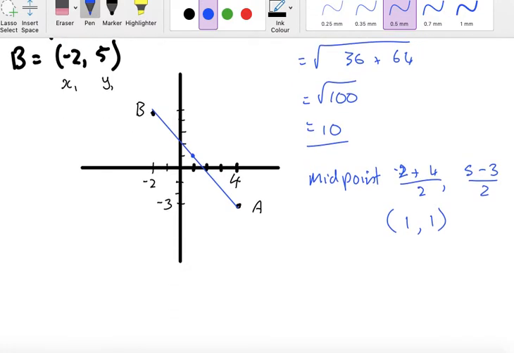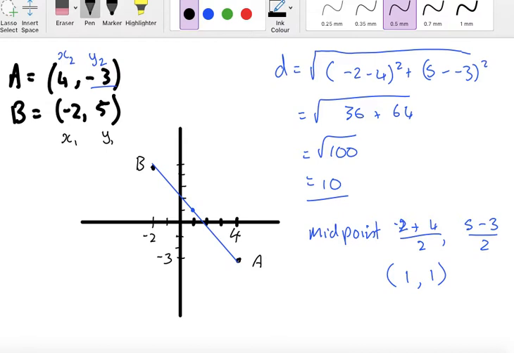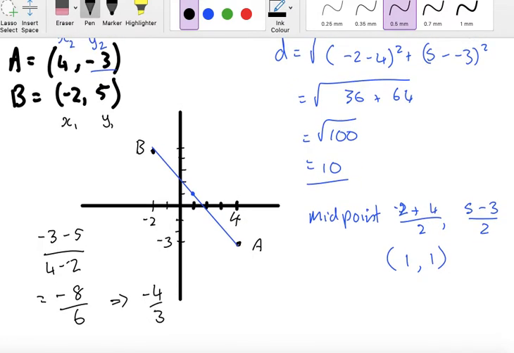Then we want the gradient. To do the gradient, we're going to do y2 minus y1, so that's -3 minus 5, over x2 minus x1, 4 minus -2. That gives you negative 8 over 6, which is the same as negative 4 over 3. So there's our gradient. If you wanted the equation of the straight line, I'm going to do the second method.